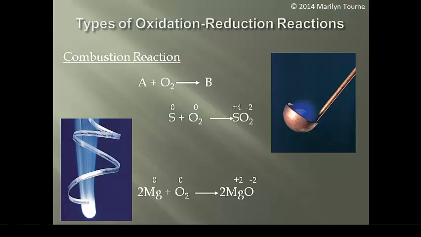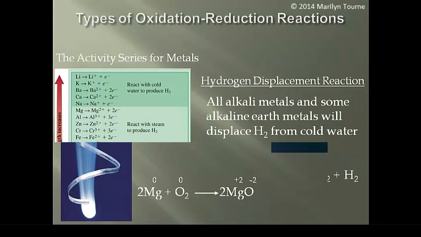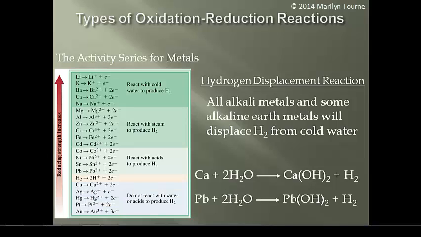And of course the bottom picture is magnesium burning in air to form magnesium oxide. You can see by the numbers on the top which one's getting oxidized and which element is getting reduced. Whereas decomposition and combination reactions don't all have to be redox reactions, combustion reactions do. So if you ever see a combustion reaction, it is a redox reaction. The next type of redox reaction are displacement reactions. There's 3 of them. The first one is hydrogen displacement.